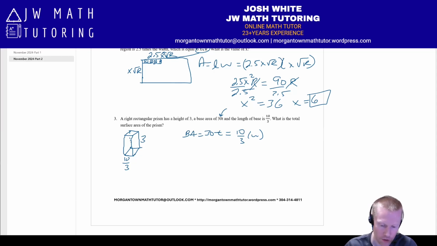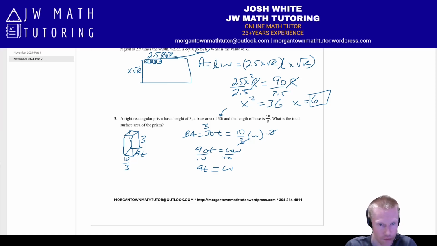So now, if we go ahead and just solve this for w, multiply by 3 on both sides, that's going to be 90t equals 10w. Divide by 10. Okay, the width is just going to equal 9t. So this is 9t.